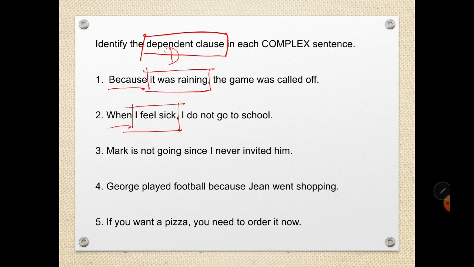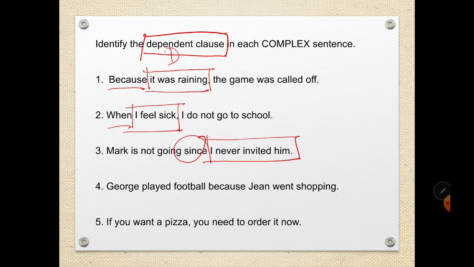Mark is not going since I never invited him. For this one, there's no comma, which means that the sentence started with an independent clause. So the dependent clause should be at the back of the sentence. And again, to make it easier to identify a dependent clause, there will be a subordinating conjunction before the clause. In this case, since. So I never invited him is the dependent clause.